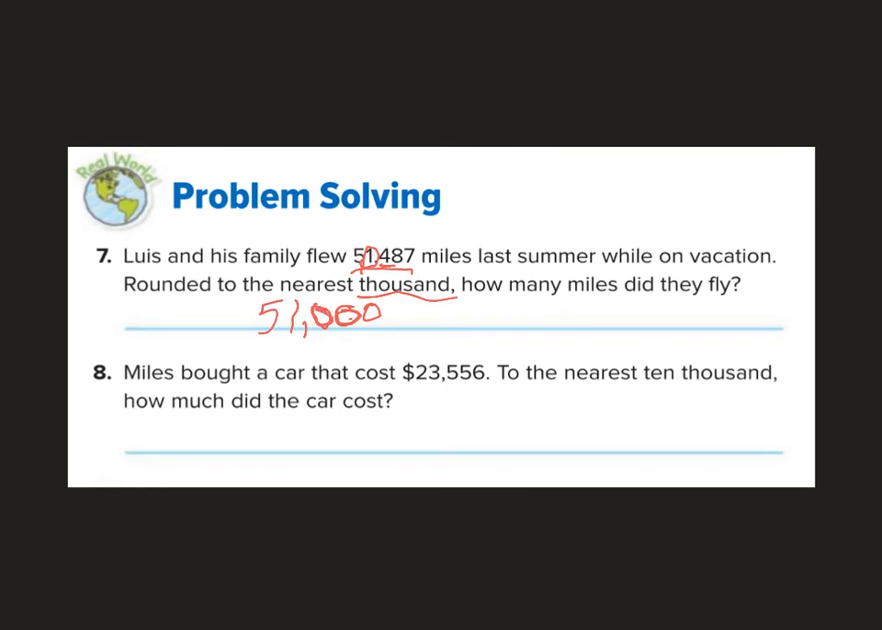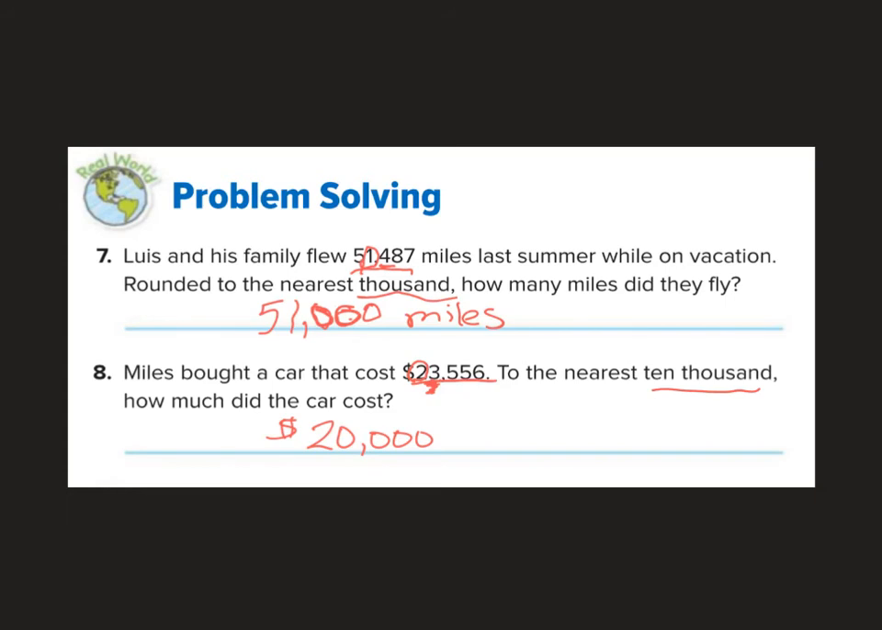Okie dokie. That's how many miles they flew. Miles bought a car that cost $23,556, to the nearest 10,000. How much did the car cost? So that 3 here tells us keep the 2 the same. So it cost about $20,000. That's how much his car cost.